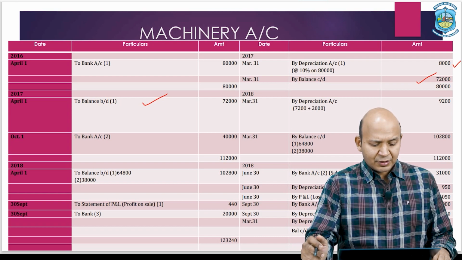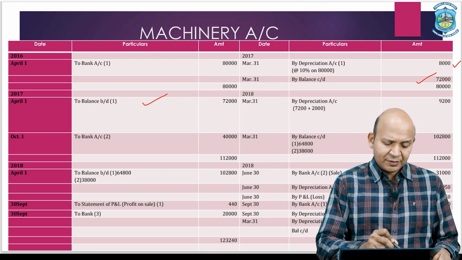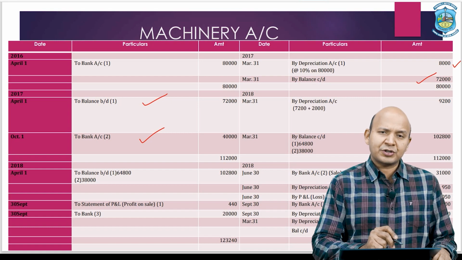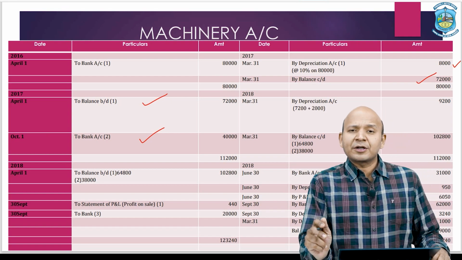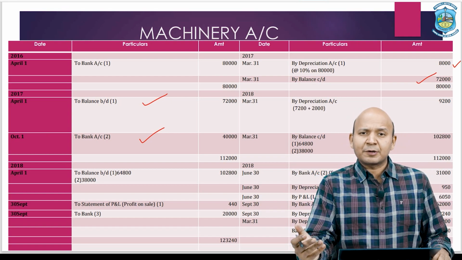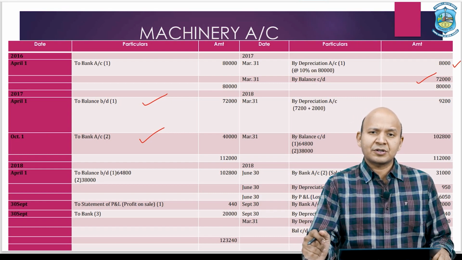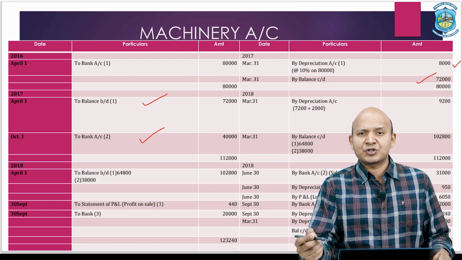As per the illustration, soon after 6 months, the second machine was purchased on 1st October 2017. That is the reason on the debit side we have mentioned machinery account debit to bank, and we have mentioned this as machine 2. In this particular year, there is no further purchase, there is no sale of any asset, which means we need to charge depreciation on both these machines. Depreciation is always calculated and charged on the last date of each year, and the rate of depreciation they have given is 10%.